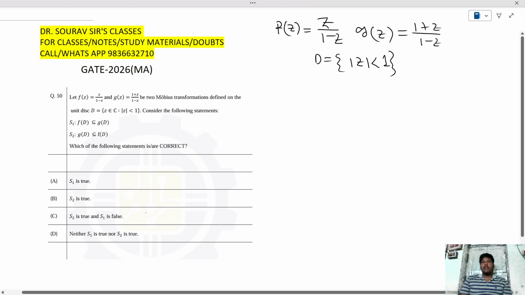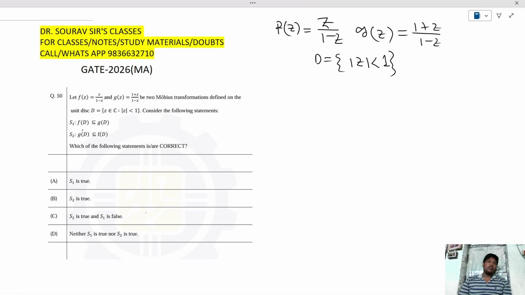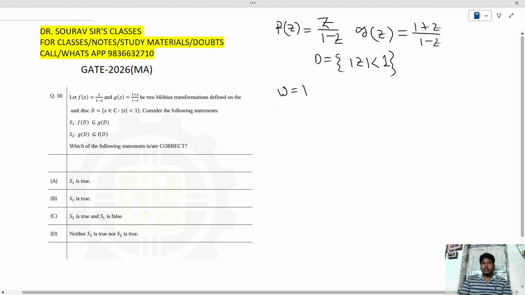तो f(D) और g(D) का कौन सा रीजन हम लोग निकालेंगे, उसके ऊपर बेसिस करके हम लोग बोलेंगे कौन सा रीजन किसका सबसेट होगा. सो हम लोग को f(D) निकालना है और g(D) निकालना है. सो f(D) अगर निकालना पड़ेगा, सो let w equals f(z), which is like z by 1 minus z. अगर इसको क्रॉस मल्टीप्लाई करेंगे, सो w minus wz equals z.